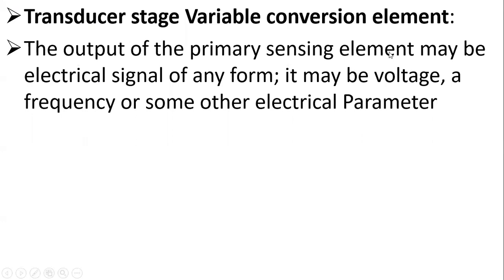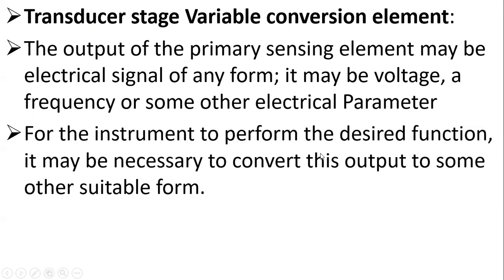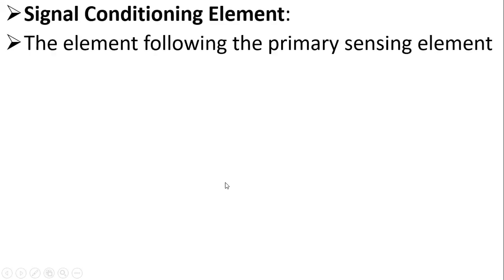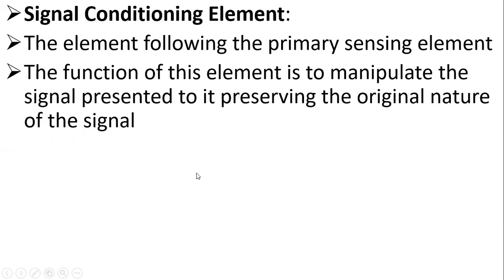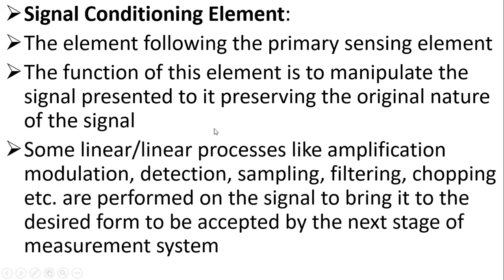The output of the primary sensing element may be an electrical signal of any form: a voltage, a frequency, a current, or some other electrical parameter. For the measurement system to perform the desired function, it may be necessary to convert this output to some other useful form. Now, this is given to the signal conditioning element, which follows the transducer element. The function of the signal conditioning element is to manipulate the signal presented to it, preserving the original nature of the signal. That's very important.